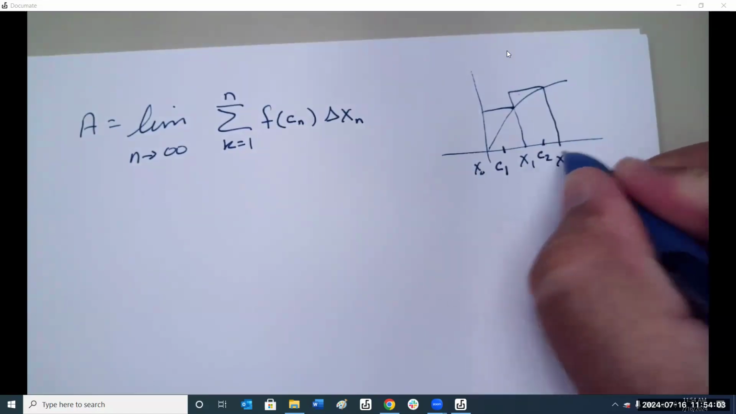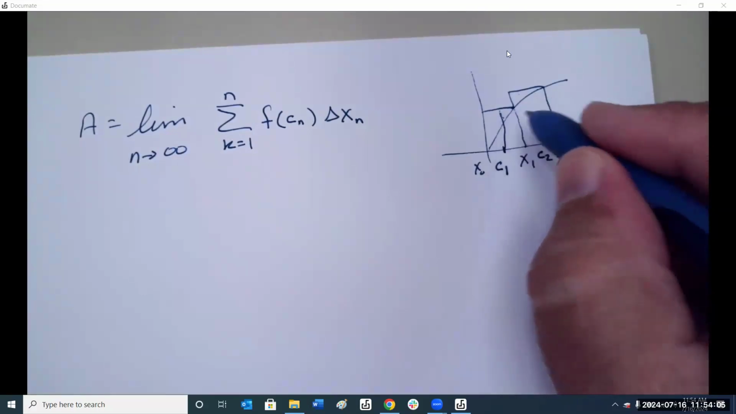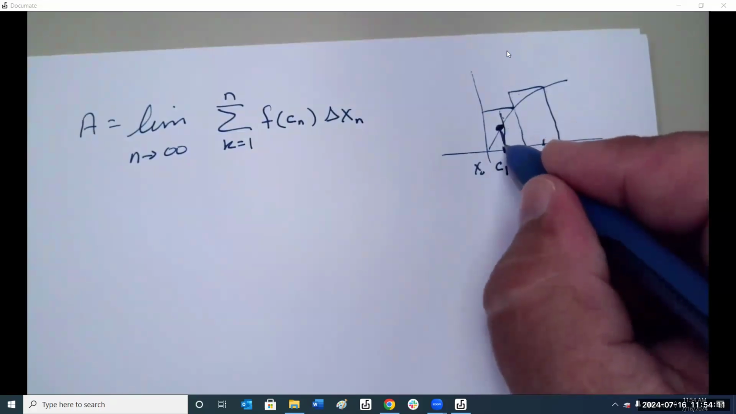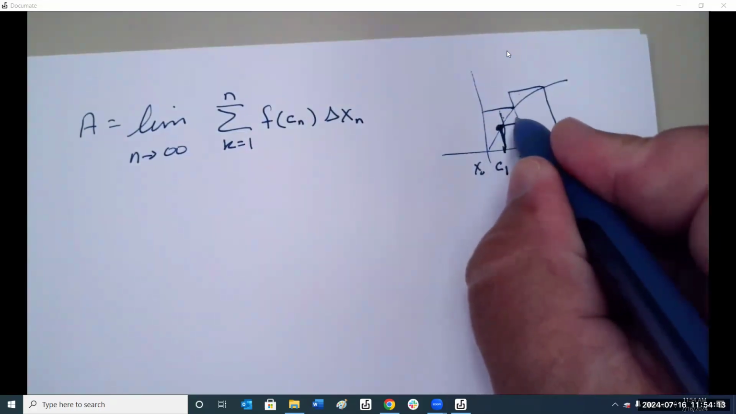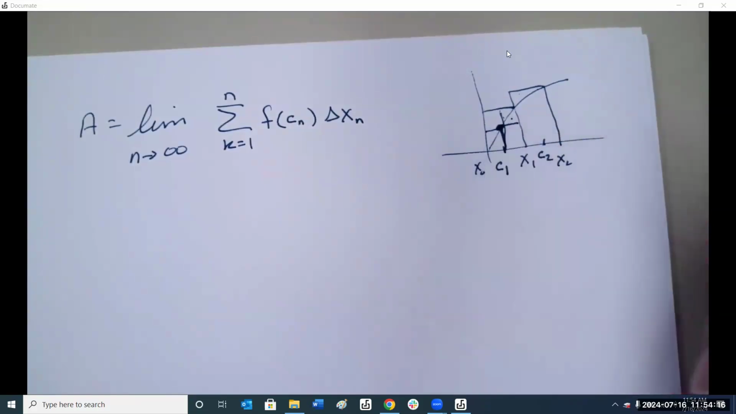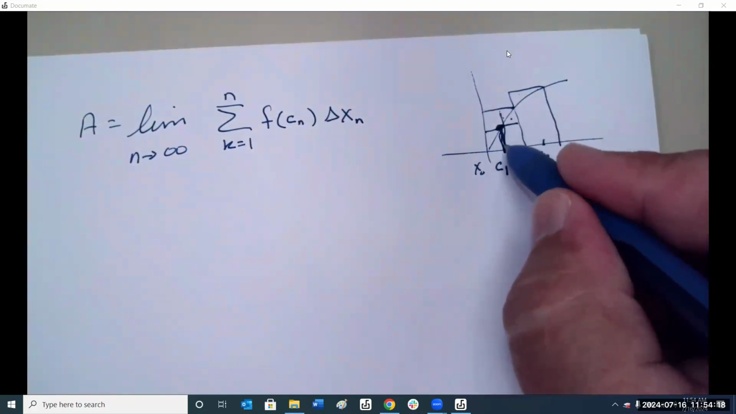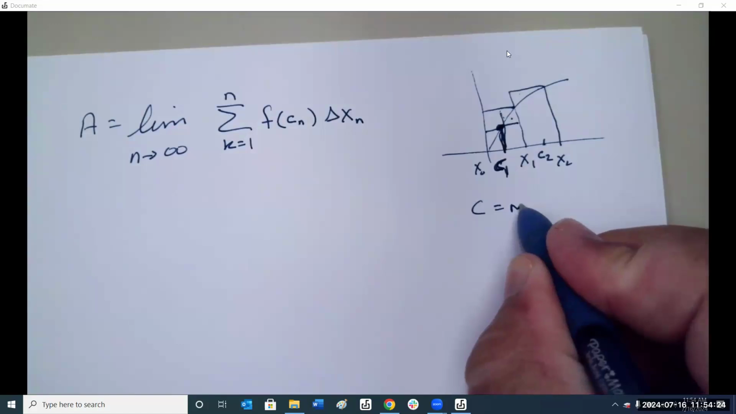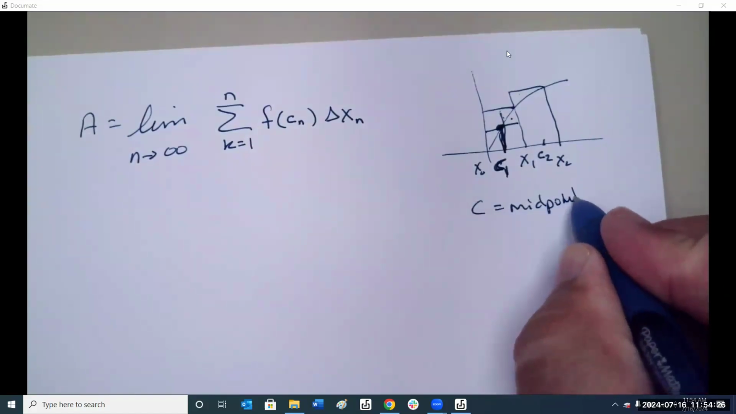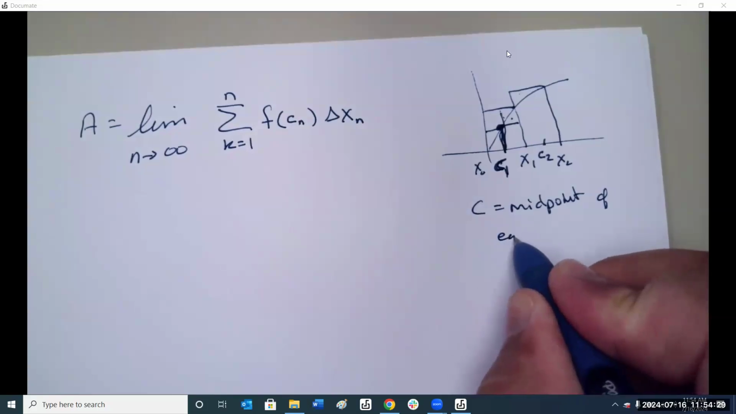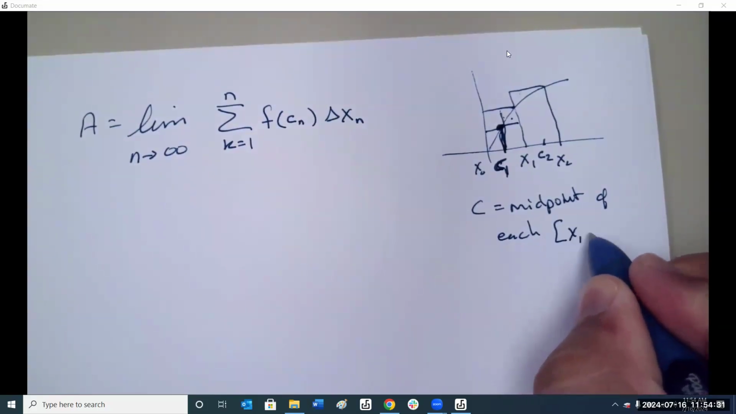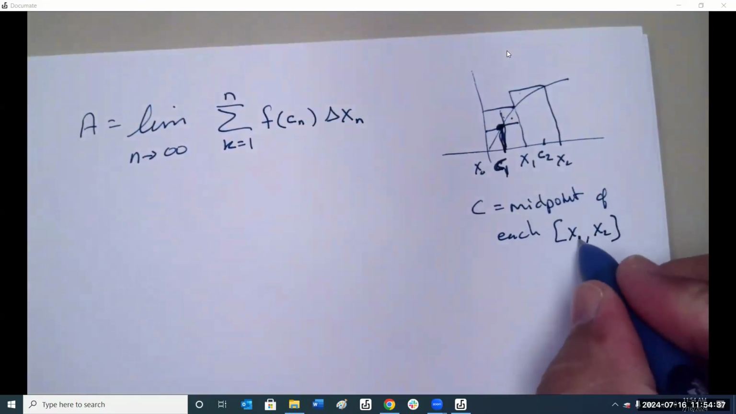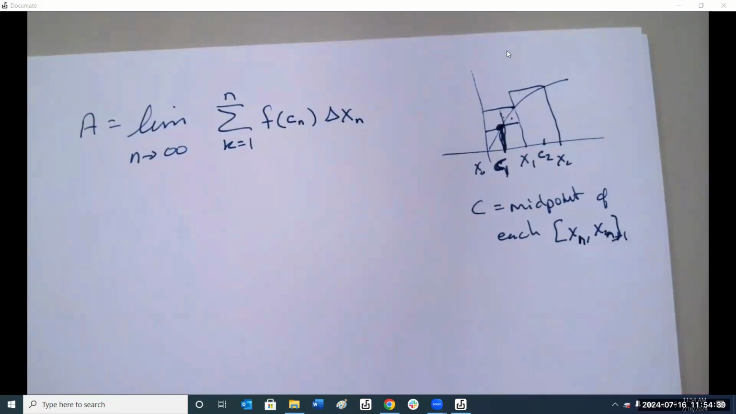So that's C1, that's C2. If we take the midpoint at that value there, we'll have short on one side, but too much on the other side. So where C is the midpoint of each interval, x1 to x2, or xn to xn plus 1.